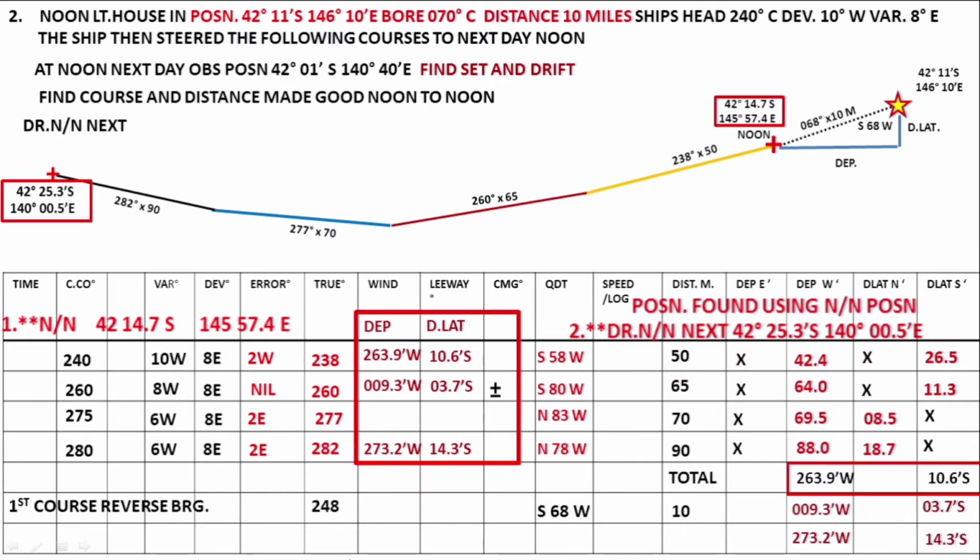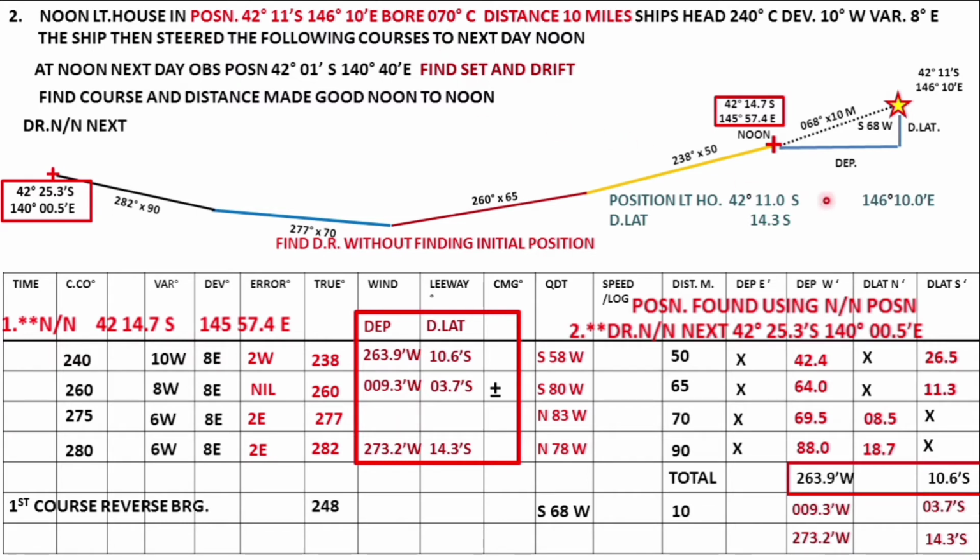Now I have the total DLAT and departure here. This position I am finding out without finding out the initial position. So I'm going to use the lighthouse position, which is the lighthouse position being given to me here. And my DLAT is 14.3 south here. So my DR next known would be 42 25.3.